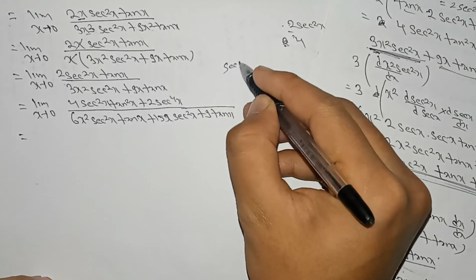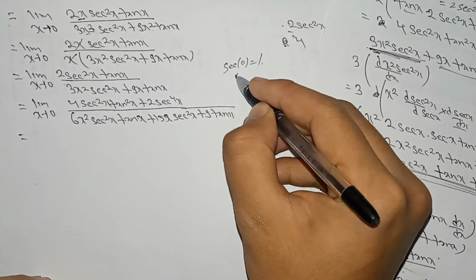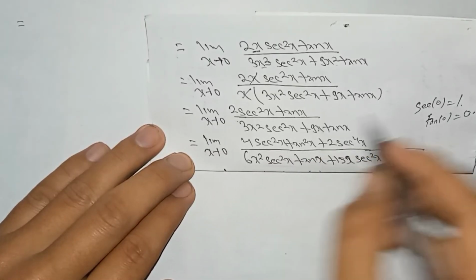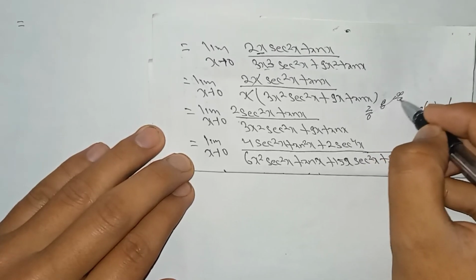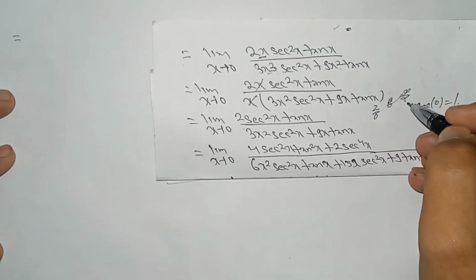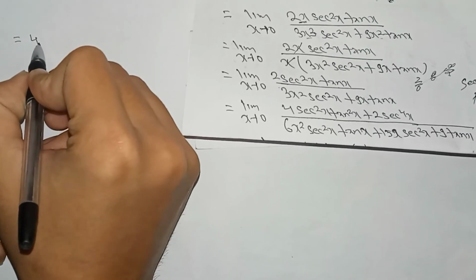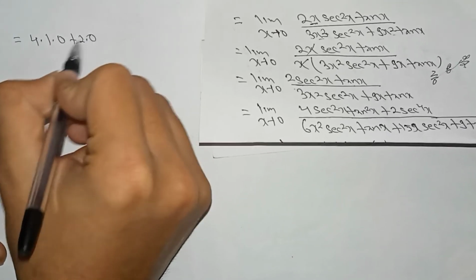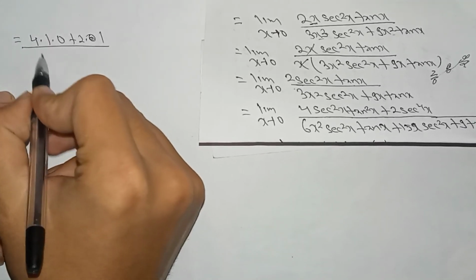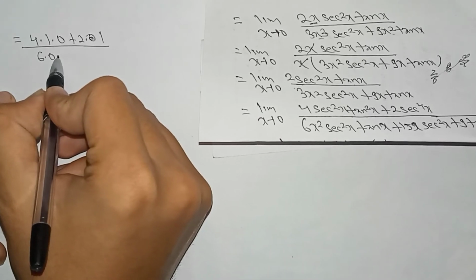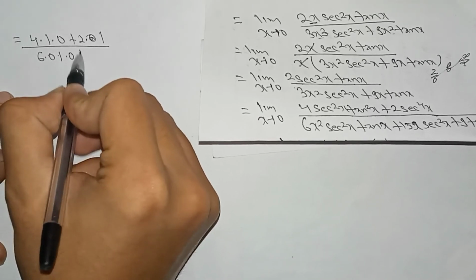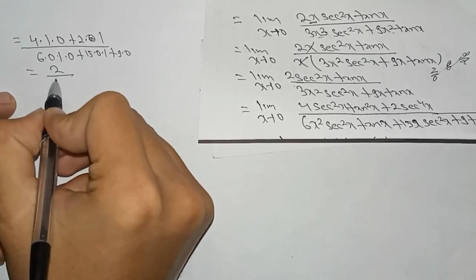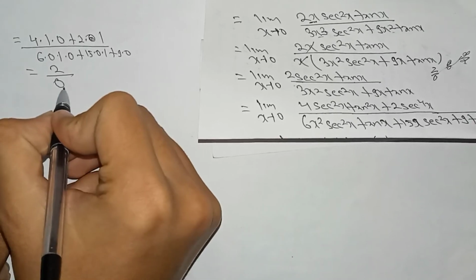As you know, sec 0 is equal to 1 and tan 0 is 0. So if we put limit x tends to 0, we obtain a 2 by 0 term, which is not a 0 by 0 form or infinity by infinity form. So if we put the values, we obtain 4 sec square 0 tan square 0 plus 2 sec power 4 of 0, which is 2, and in the denominator 6 times 0 times 1 plus 15 times 0 times 1 plus 9 times 0. So here we obtain 2 by 0, but we cannot divide any number by 0, so it becomes infinite.